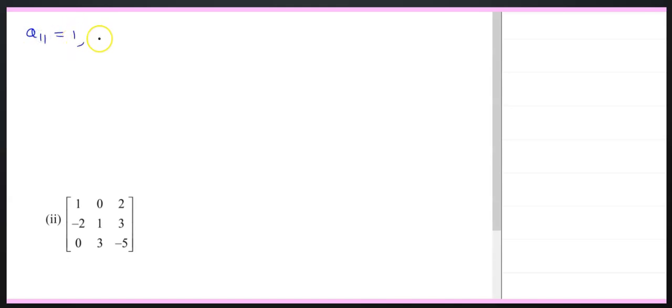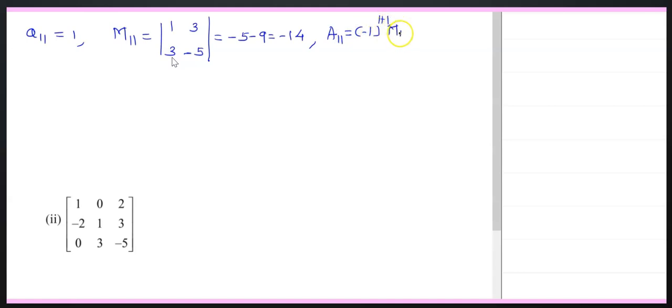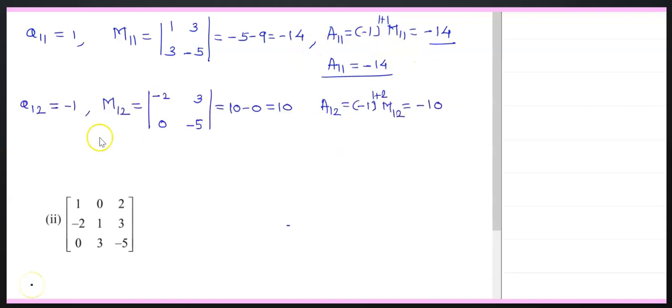Now here we will find A11, which is 1 here. Therefore now look at this horizontally and look at this in the downward direction. You will get 1, 3, 3, -5. This is its minor, and if we solve it then you will get -14. In the textbook, this element is different. I think that it is wrong.